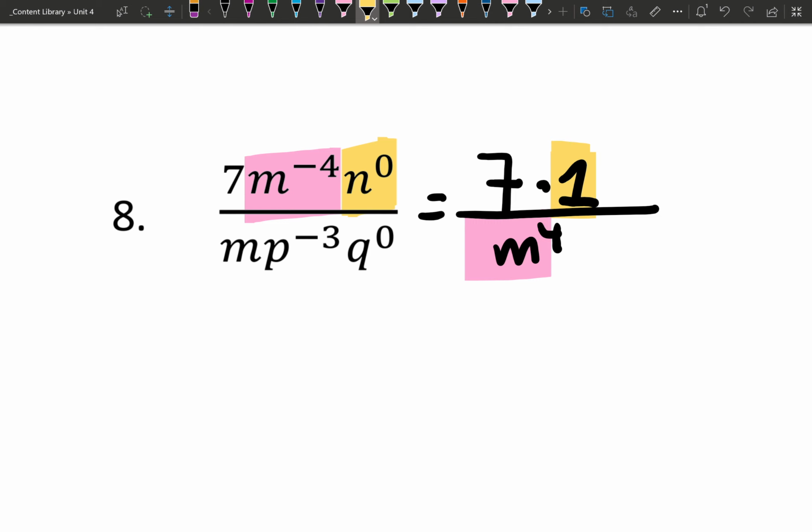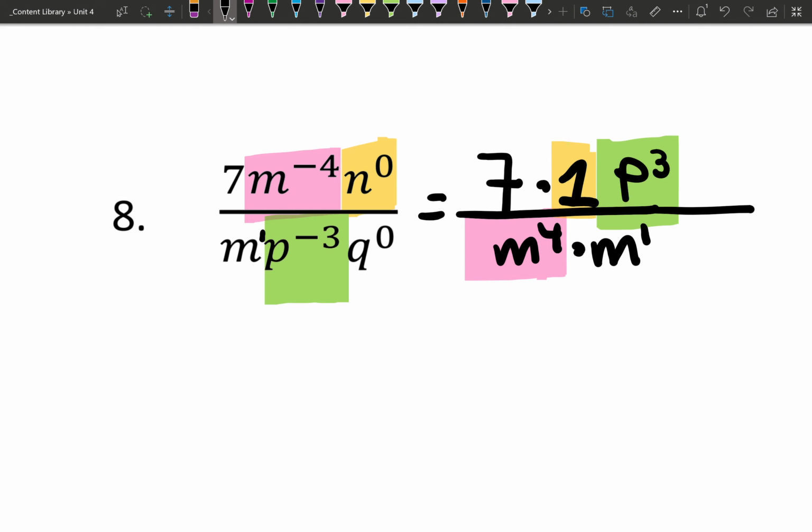0 is neither negative nor positive. It stays where it's at. On the bottom, we have m to the 1st. That's positive, so it stays where it's at. We also have p to the negative 3rd, which means we need p to the positive 3rd on the top. And lastly here, we have q to the power of 0. Anything to the power of 0 is 1, so let's rewrite it as times 1.